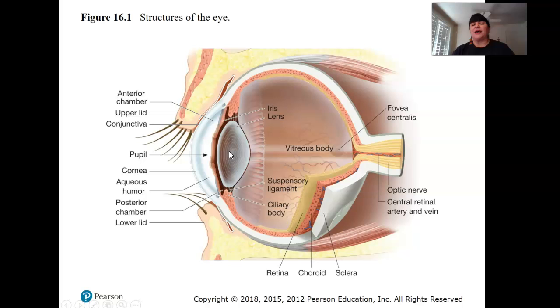And what the lens does is it focuses the light to the back of the eye. And here's the posterior chamber. This is filled with fluid also. It's a clear gelatinous fluid. It's called vitreous humor. And back here, this is where the retina is. And this is where the sensory receptors, you've heard of your cones and your rods, okay? They reside here.